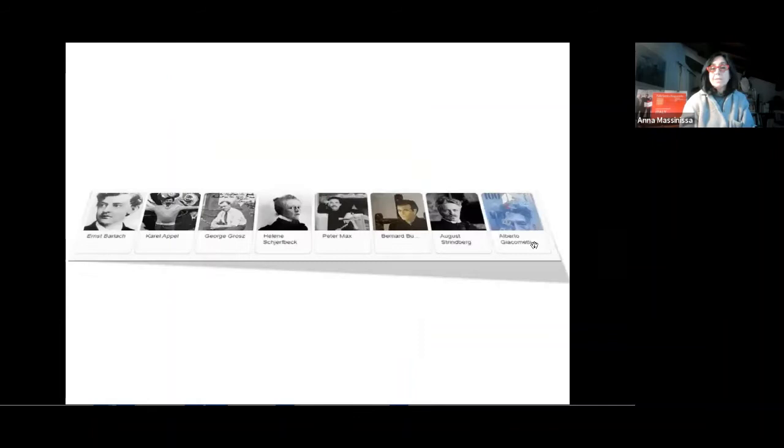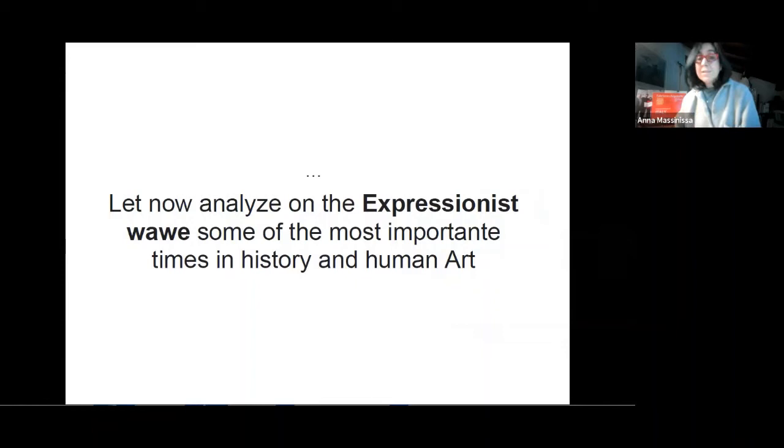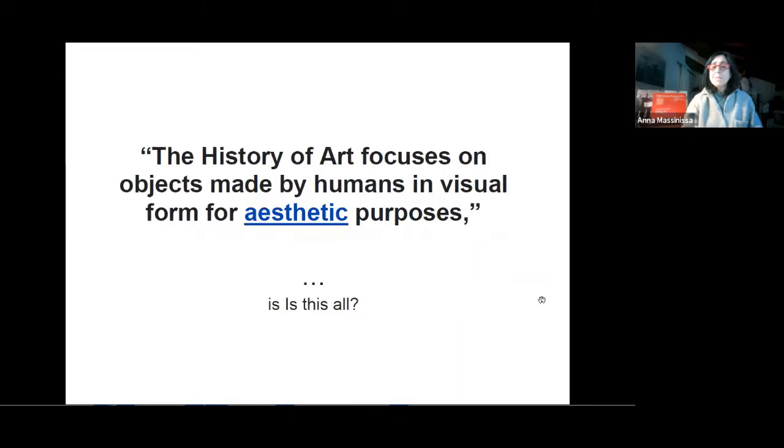And let's now analyze the moods we have received from the history of expressionism, either figurative or abstract, that we have seen. Let's try to analyze expressionism's waves at some of the important times in the history of human art. We must go very fast because we don't have enough time, but try to figure out how, in the different eras, the different artists have witnessed what they were asked to do in the art corpus, but also how they have witnessed their own personality as well.